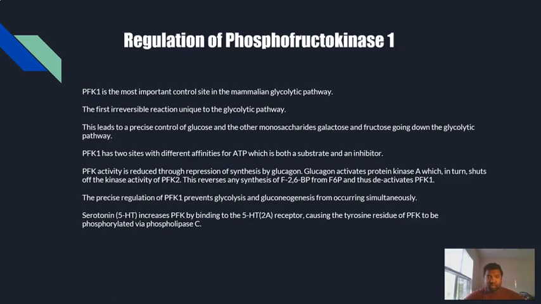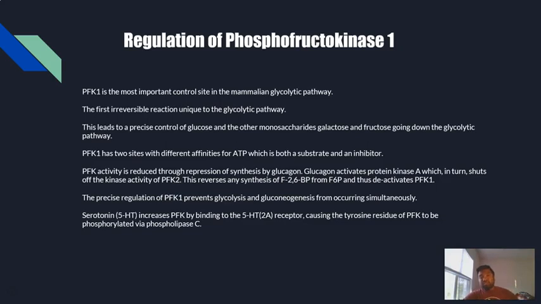Well, the most important thing is the regulation of phosphofructokinase. Phosphofructokinase 1 is the most important control site in the mammalian glycolytic pathway. The first irreversible reaction is unique to the glycolytic pathway. This leads to precise control of glucose and the other monosaccharides, galactose and fructose, going down the glycolytic pathway. Phosphofructokinase 1 has two sites with different binding affinities for ATP, which is both a substrate and an inhibitor.